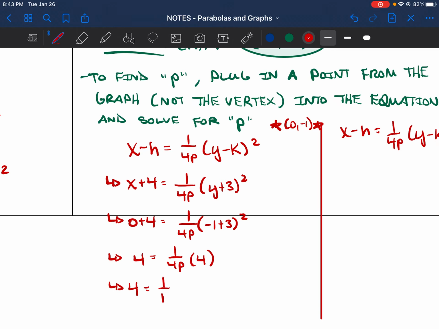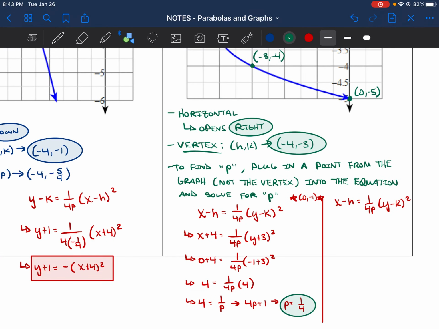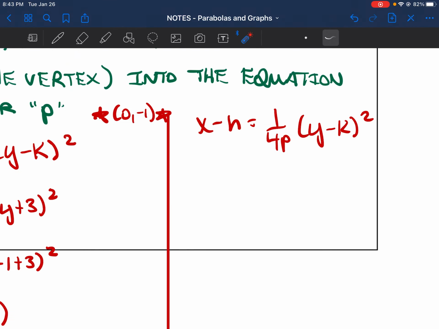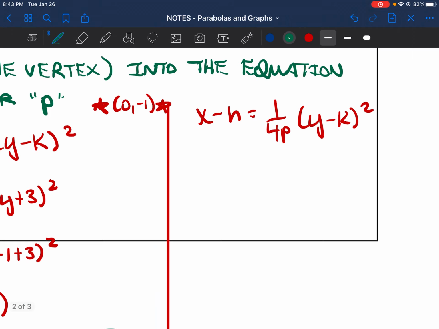equals 1 over p. Multiply both sides by p, you get 4p equals 1. And then finally divide both sides by 4, and you get p equals 1/4. And now we have everything that we need, because we already know the equation we're going to use. That's the equation for a horizontal parabola. We already know x and h from the vertex, and now we have p is 1/4. So let's go ahead and plug in what we know here.